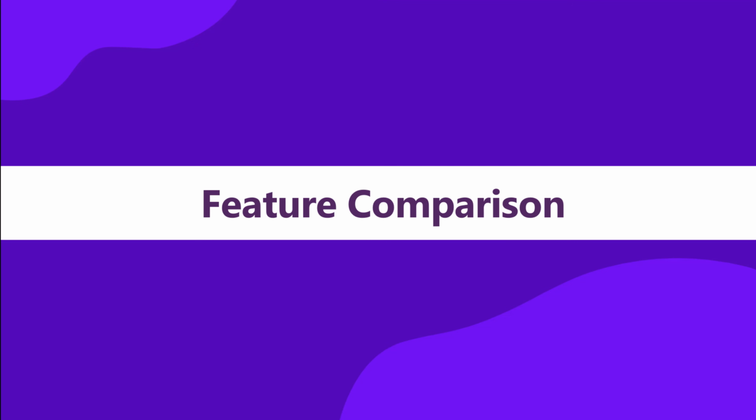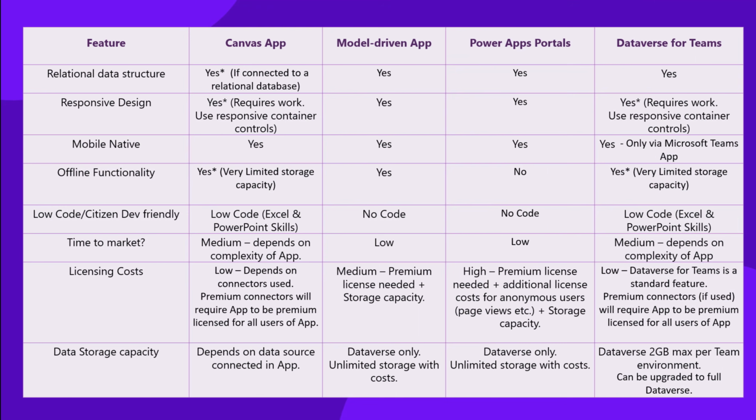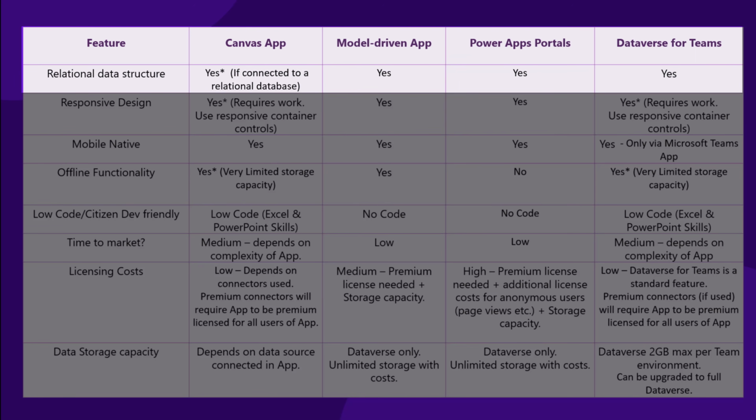Next, we will do a feature comparison of all the different app types. Relational data structure is a yes for Canvas apps if you're leveraging a relational database, for example, Microsoft Dataverse. Model-driven apps and PowerApps portals are only based on Microsoft Dataverse, so relational data structure is a definite yes. Dataverse for Teams is also based on Dataverse, so it's a yes, but you also have the ability there to connect to other data sources.